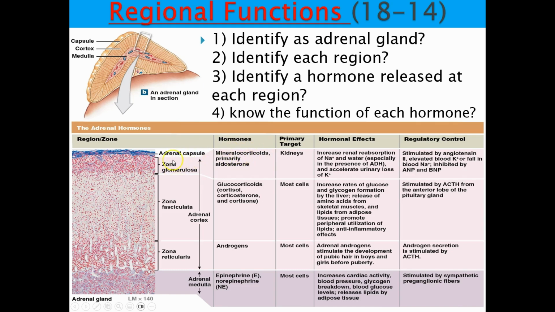Now, when this is stimulated, it's going to target the kidneys. Aldosterone is going to target the kidneys, and it's going to do so to increase renal absorption of sodium. That's the main point you need to know. And it's going to accelerate excretion of potassium. So think bringing in sodium in exchange for potassium.